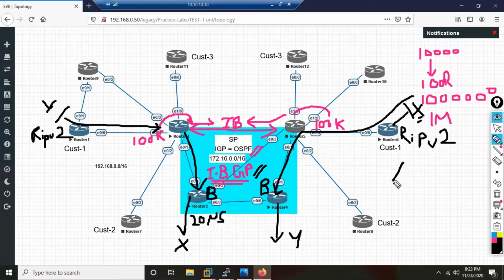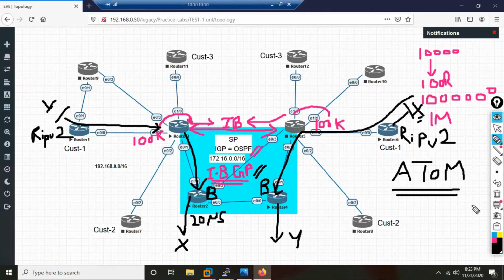And that's the reason in MPLS there is a concept called AToM. This is a literal term, AToM. AToM basically means any transport over MPLS. That means literally you can transport anything over MPLS. You can transport IP packets, you can transport IPX packets, anything blindly, because R2 and R4 don't check the packet. They're just switching the packet based on labels.